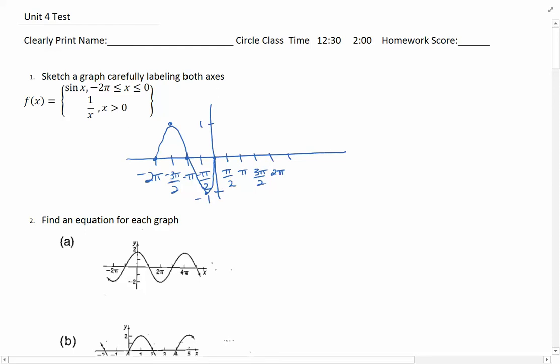Pi over 2 is about 1.57. So 1 divided by 1.57 is like 1 divided by maybe 1.5, which is 1 divided by 3 halves. So maybe 2/3. So at pi over 2, you're kind of about here. And you can kind of see what it's going to look like. 1 divided by 3 is 1/3. Pi is 3.14, so maybe about here. But hopefully you have a sense of what the graph looks like. So you just sketch in a nice little graph there.